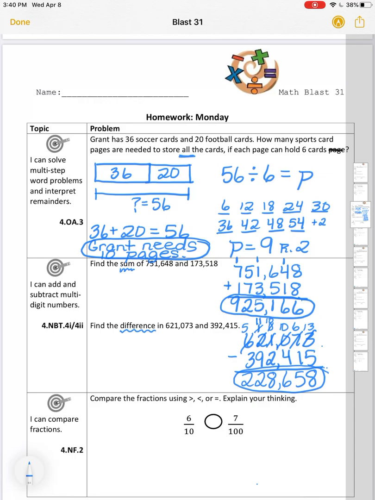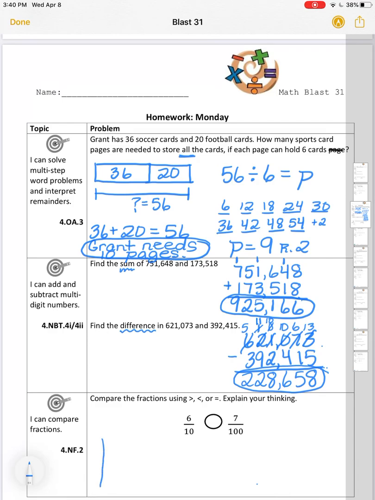Next, I can compare fractions. Compare the fractions using greater than, less than, or equal. Explain your thinking. So I have 6 tenths compared to 7 hundredths. Well, here I know that tenths are bigger units because there's less of them in the whole. Hundredths are going to be smaller units because there's more of them in the whole.